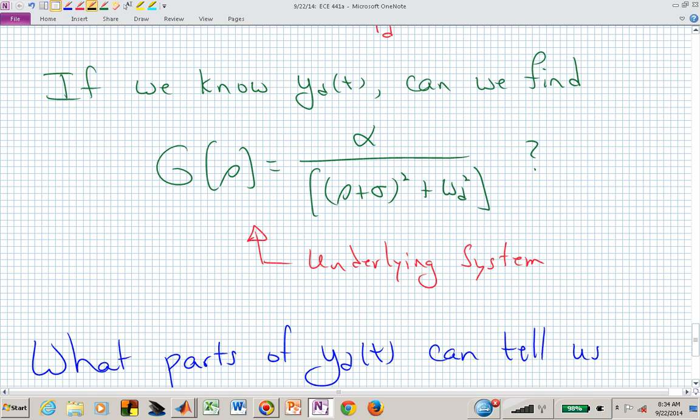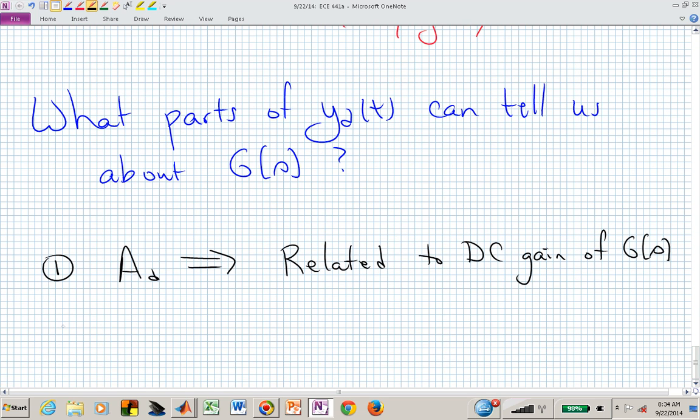So now you would set alpha over sigma squared plus omega sub d squared equal to 1/2 and solve for alpha if you knew sigma and omega sub d. So we need to find those guys. The first thing is you can find the final value of your transient and use that to find your DC gain of your system.